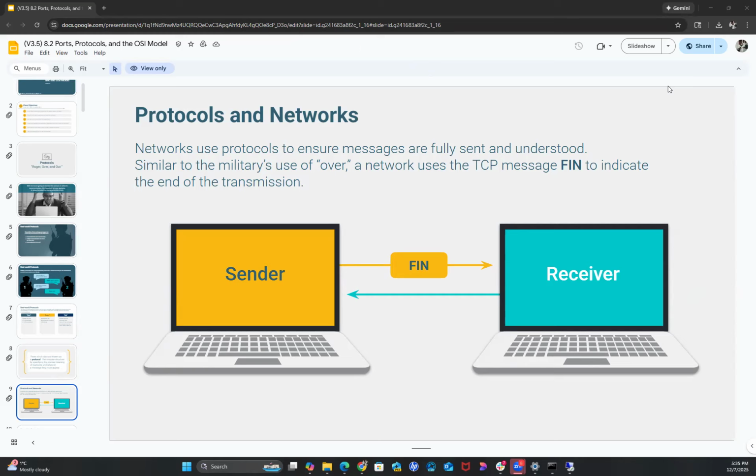So TCP message fin to identify end of the transmission. So this is called a protocol. So networking protocols are used for many communication tasks.